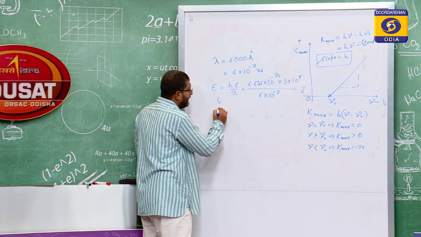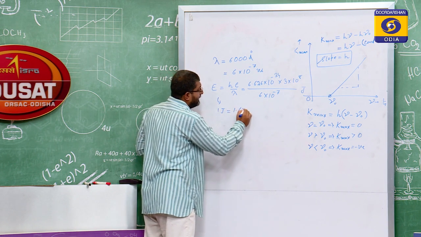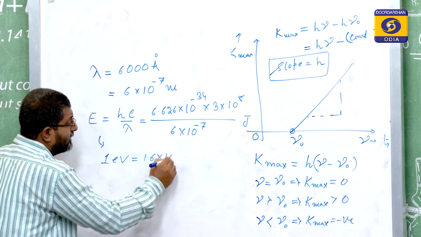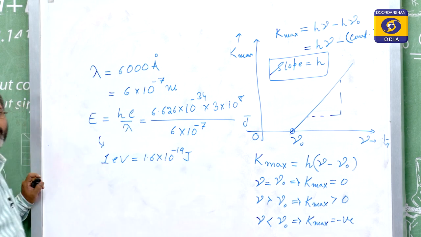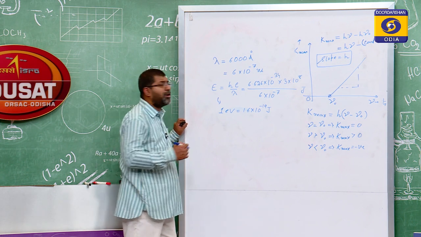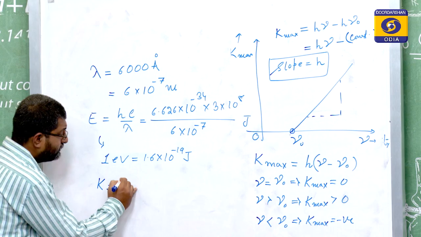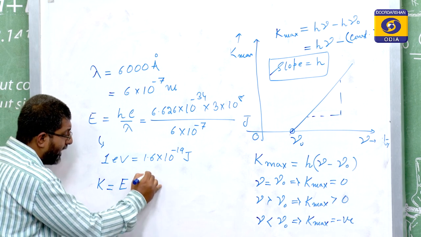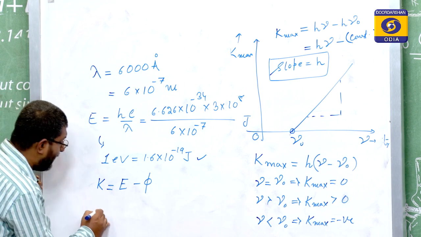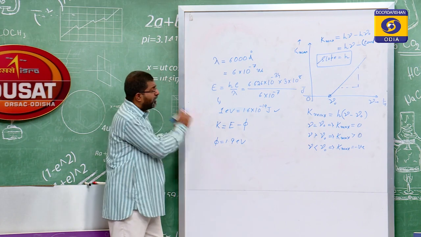Now, we can easily convert it into electron volt, that 1 eV equals 1.6 into 10 to the power minus 19 joule. Using this concept, we can convert this joule into the corresponding value in electron volt. Now, kinetic energy of the photoelectron, K max equals E minus phi. Putting the value of E from here and taking the value of phi as 1.9 eV, we can easily calculate the value of this kinetic energy.